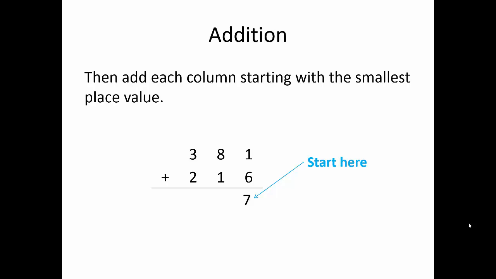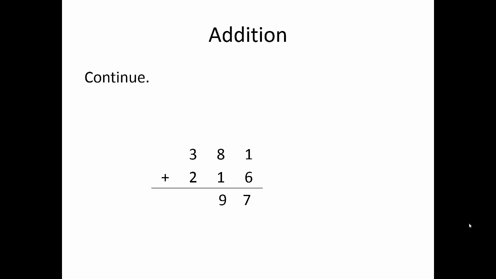1 plus 6 gives me 7, and I write 7 underneath that column. I then continue to the next smallest column. 8 plus 1 is 9, and I write 9 underneath. Then finally 3 plus 2 gives me 5. This gives me the answer of 597.